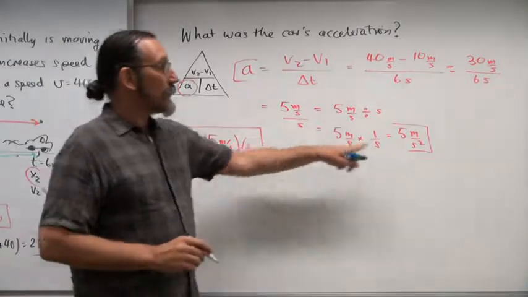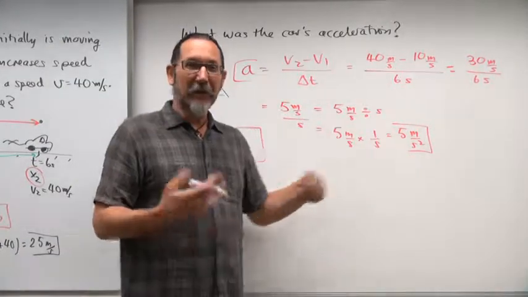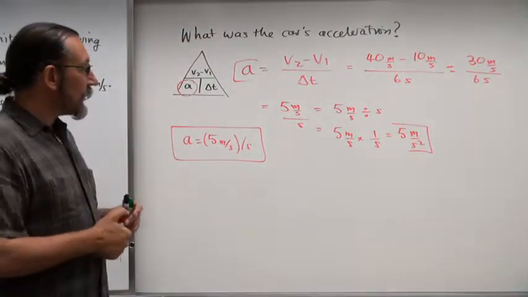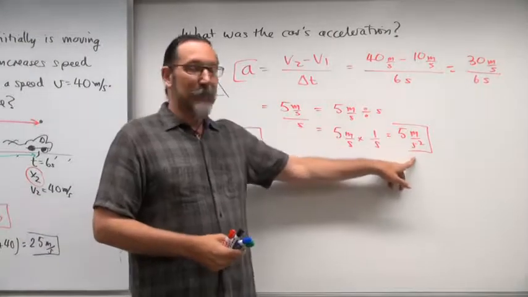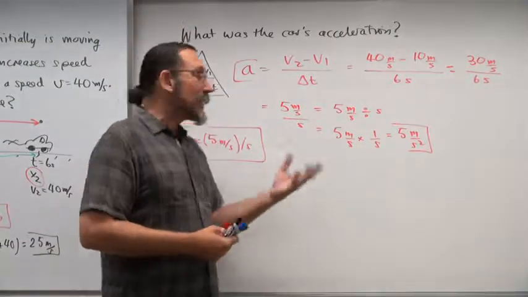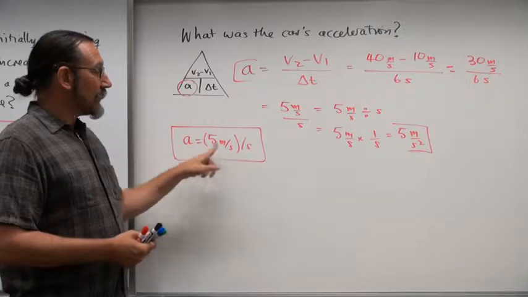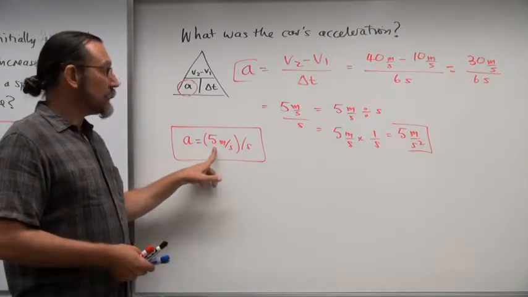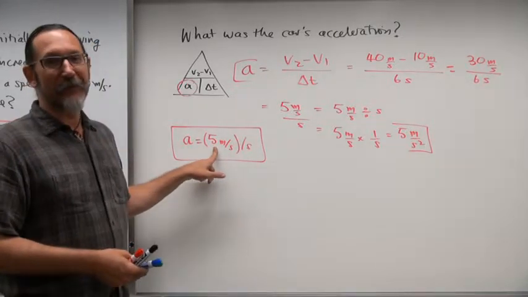Or again, you could say meters per second squared, but I think I kind of lose track of what it means when I write it as meters per second squared. What it physically really means is that every single second, the speed changes or increases by 5 meters per second. Great, and that's the end of that problem.